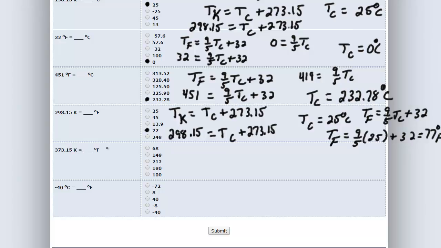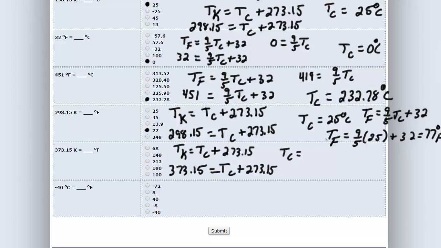373.15 Kelvin is equal to what in degrees Fahrenheit? So it's another problem. It's identical to the one above, just different numbers. So the temperature in Kelvin is equal to the temperature in Celsius plus 273.15. We have the Kelvin temperature, that is 373.15, and our Celsius temperature plus 273.15. Now, that gives us the temperature in Celsius to equal 100 degrees.